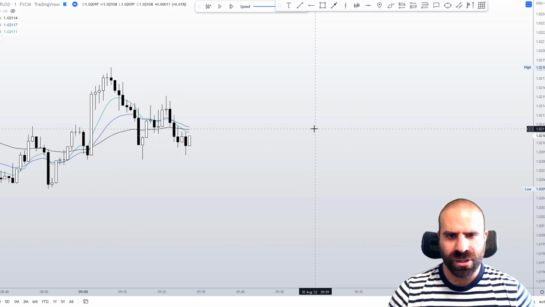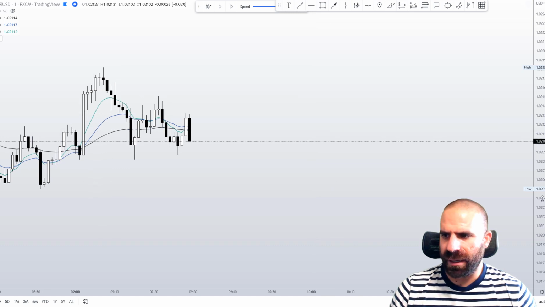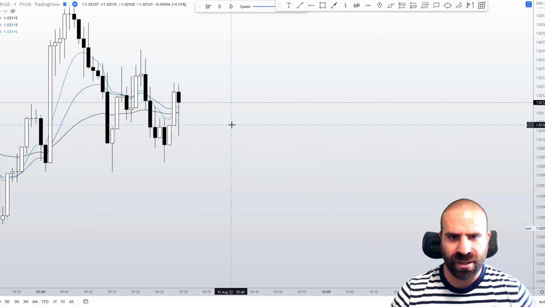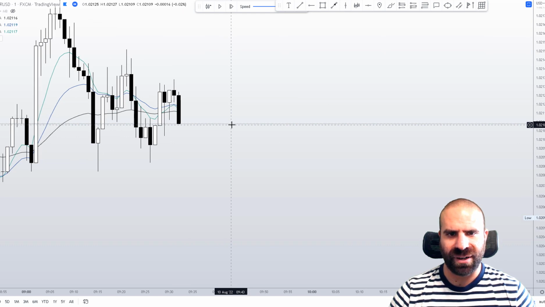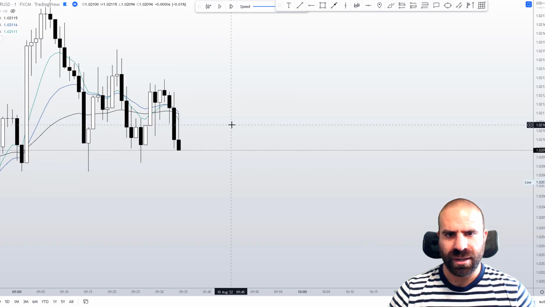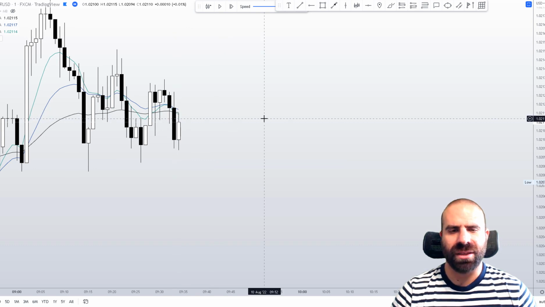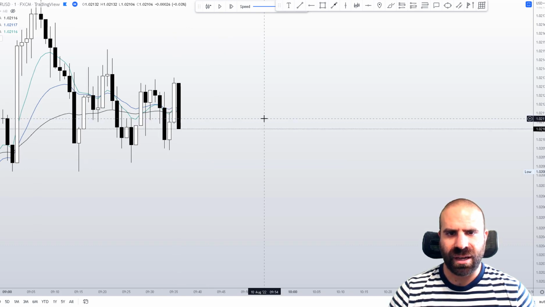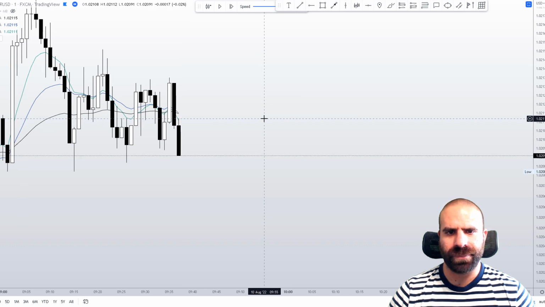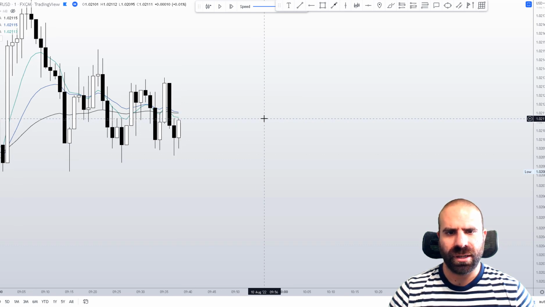Okay, 9 crossed. Let's maximize it a bit. 9 crossed here, but crossed back in. We have nothing over here, nothing going on. Now the 9 crossed again. We're waiting for the 20 to cross the 50. Let's see if this happens. It doesn't happen. Okay, so we keep moving forward.